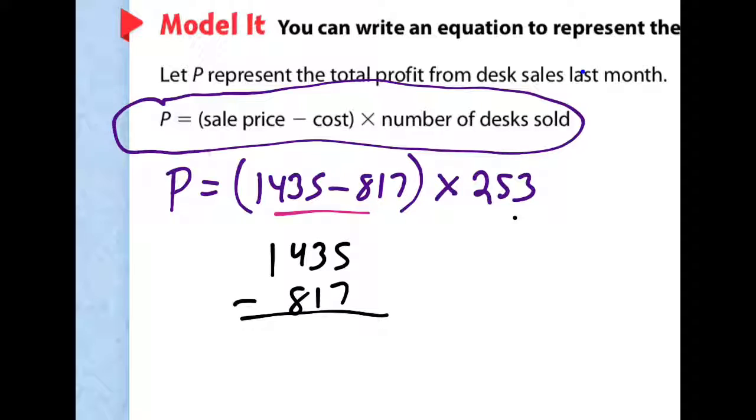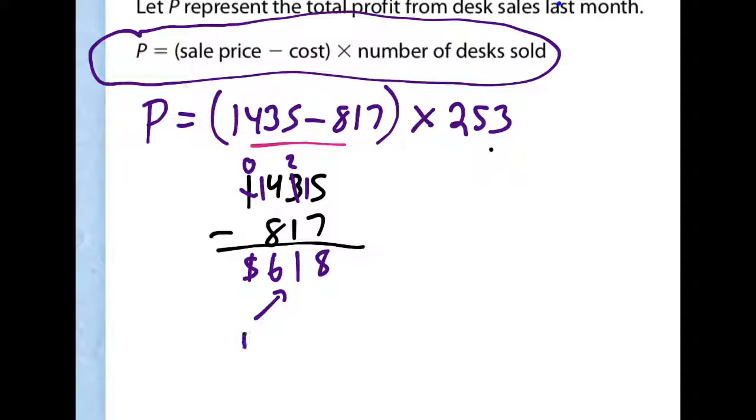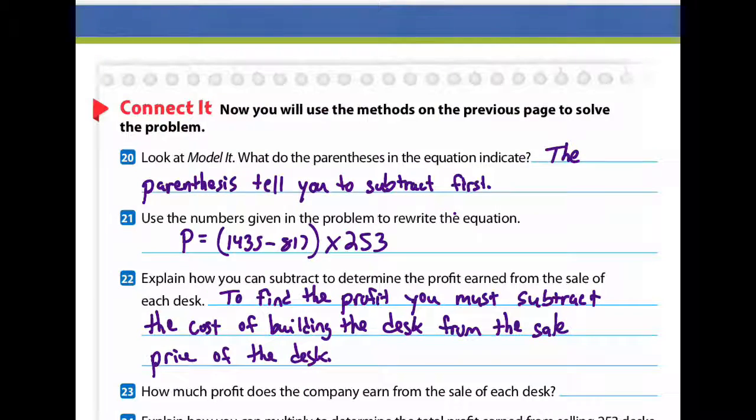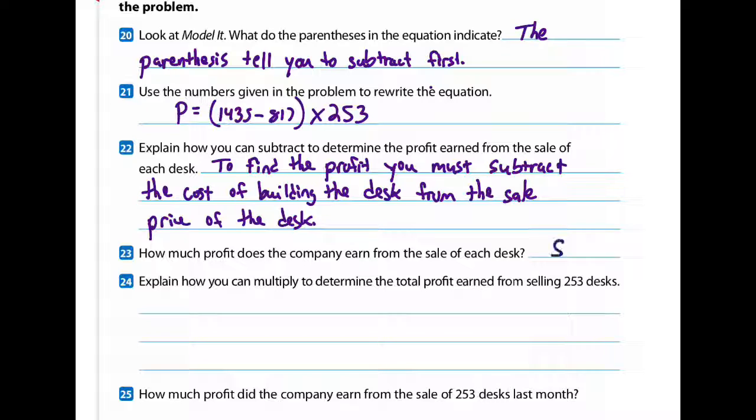All right, let's see if you had it. Ready? So 5 minus 7 I can't do. Borrow from the 3, make it a 2. Make that a 15. 15 minus 7 is 8. 2 minus 1 is 1. And 4 minus 8, I can't do it. So you do 14 minus 8, which is 6. So $618 is the profit from one desk. That's how much money they make, which is not bad, I don't think. But I don't make desks, so I don't know. So over here, if you have that right, good. You're kicking butt. $618 is what they make from one desk.